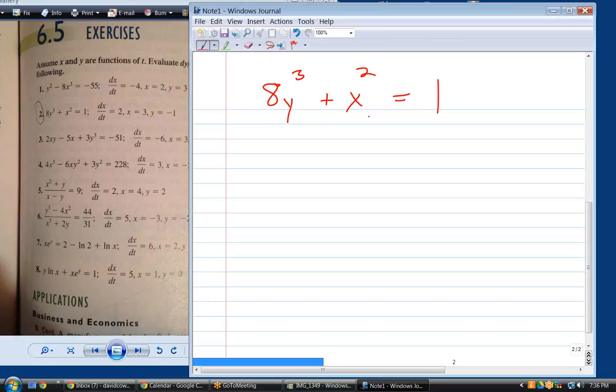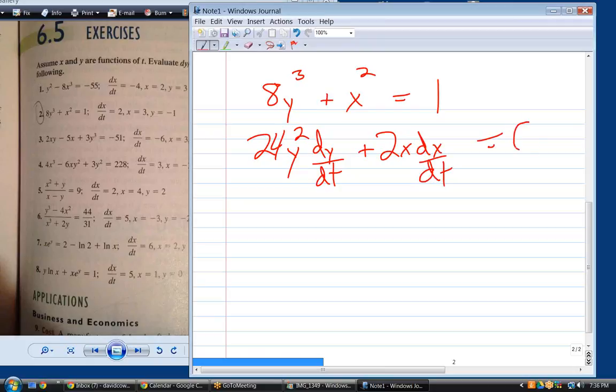Okay, let's just start. What's the first thing? It's 24y squared dy/dt plus 2x dx/dt, and then 0. Okay. And then subtract the 2x from both sides.